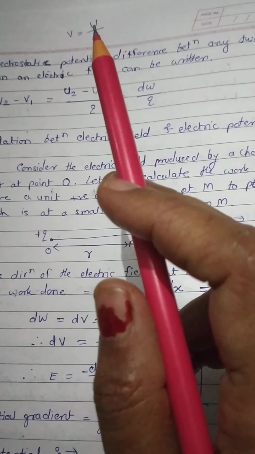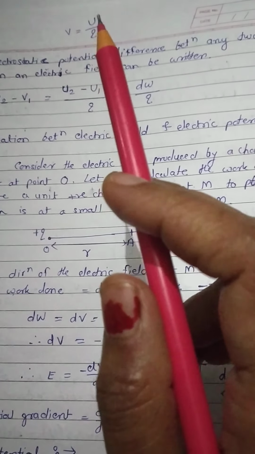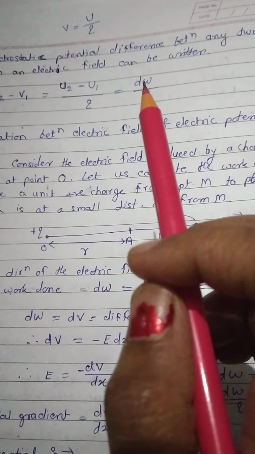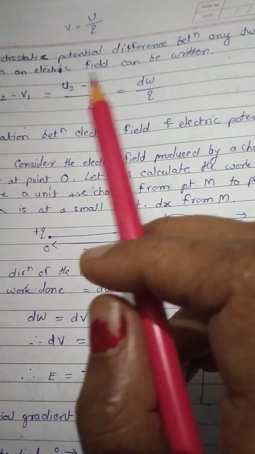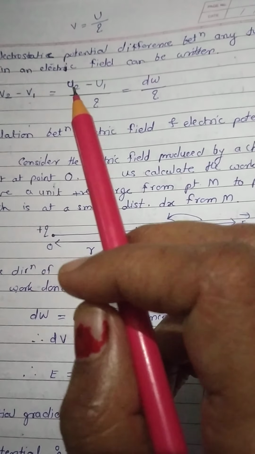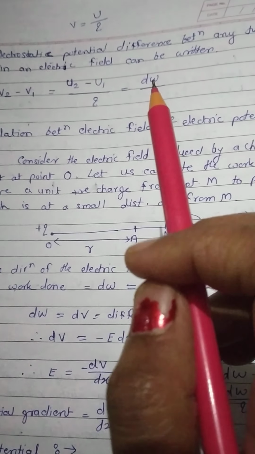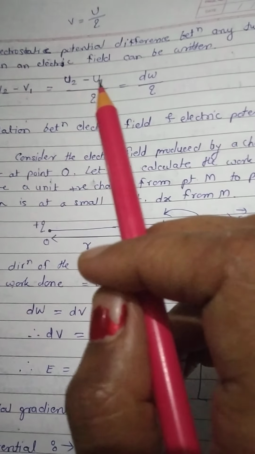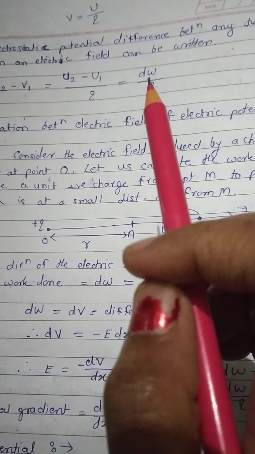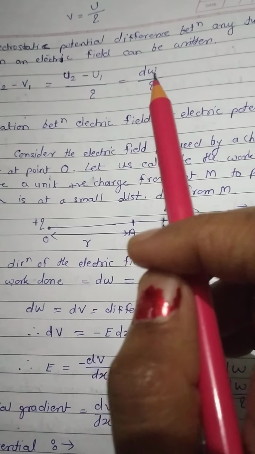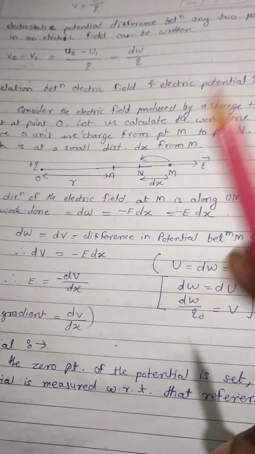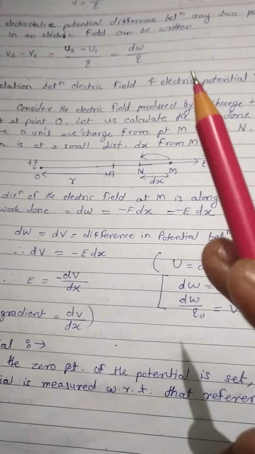U, the electrical potential energy, upon Q is equal to dW upon Q. What is dW? dW means work done, because energy is nothing but work done. So a change in energy, a difference in energy, is the work done, dW. All these formulas are necessary for solving the numericals.